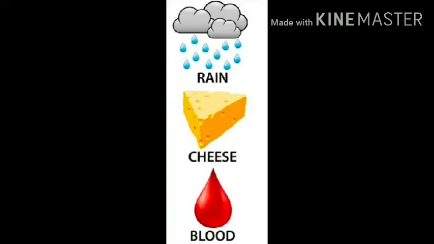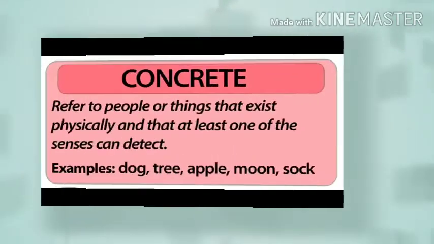Okay. And the second one is cheese. So these also you can't count. And the third one is blood. You can't count the blood. I know that it's in our body, but even so we can't count blood, water, oil. Those liquid items we can't count at all. That's why they are called uncountable nouns.